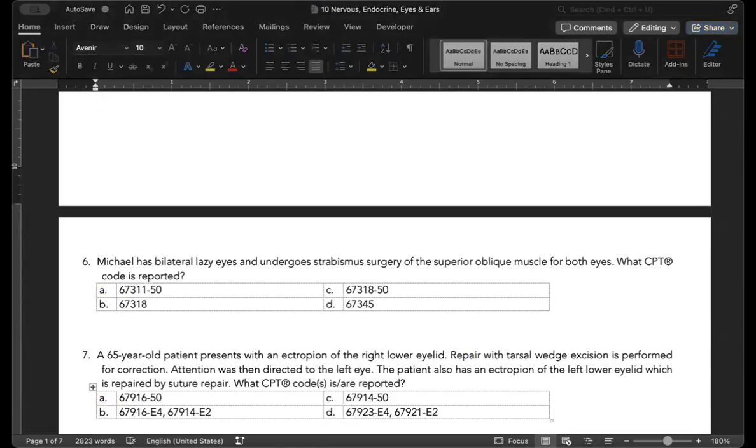Okay. So number 6, we're going to move on to eyes. Michael has bilateral lazy eyes and undergoes strabismus surgery of the superior oblique muscle for both eyes. So which CPT code is reported? We have two that have 67318. So let's go take a look at that.